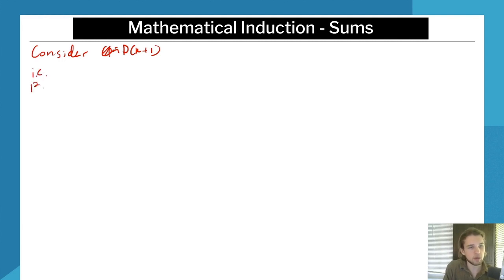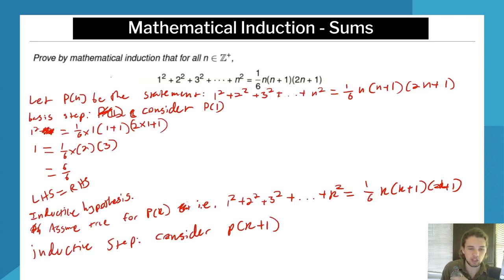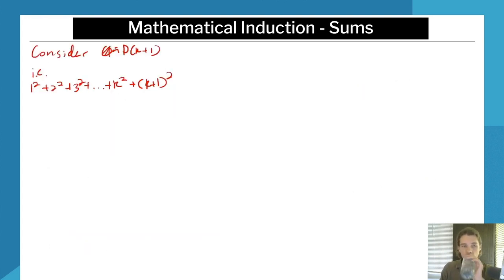So we have 1 squared plus 2 squared plus 3 squared plus ... all the way up to k squared plus (k plus 1) squared. Technically, you wouldn't have to write this down, but it's good to write it down because it keeps a connection with the assumption that we made for P(k). You wouldn't have to write it down because if we go all the way to k plus 1, we can assume that k squared would be in there.